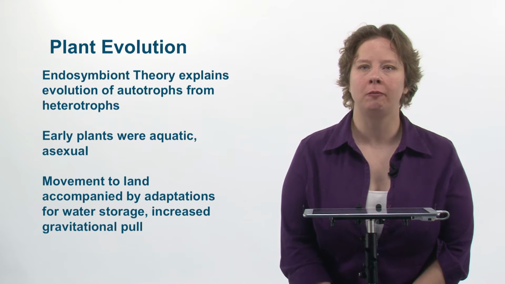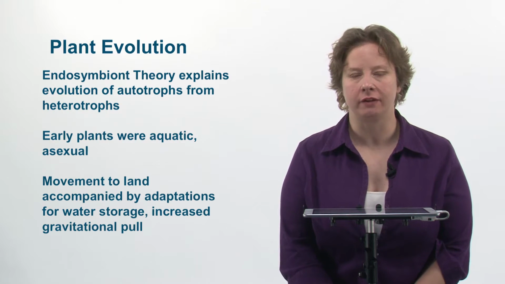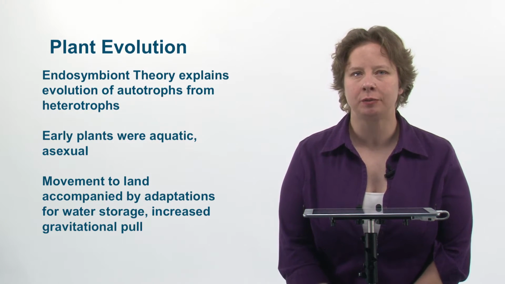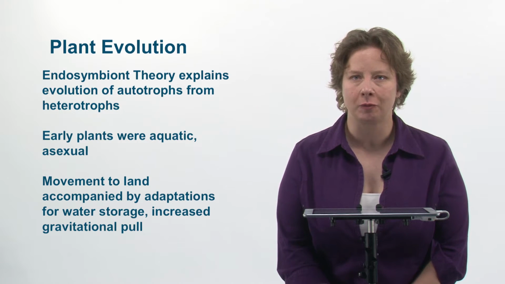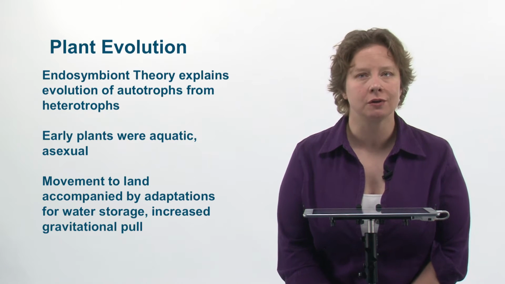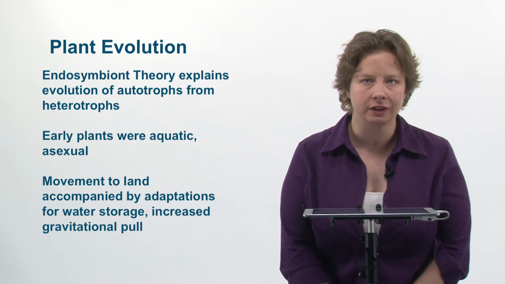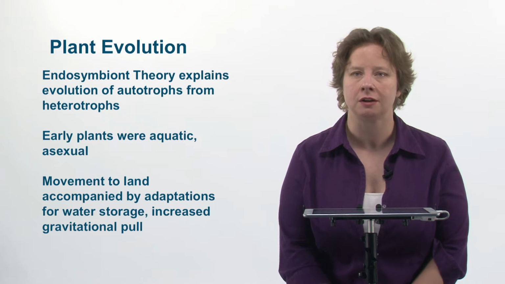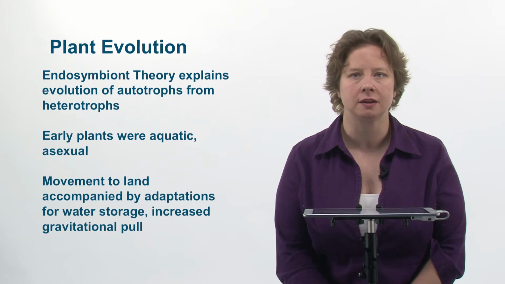In this unit, we're talking about major features of plant and animal evolution. So we start out with the endosymbiont theory, which explains the evolution of autotrophs from heterotrophs. In this short lecture, we don't have the time to go over each of these ideas in detail, so make sure you check your supplementary readings for more information about the endosymbiont theory and some of the other things in here.